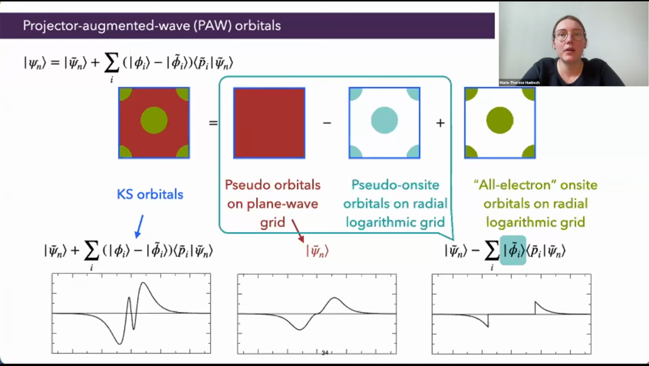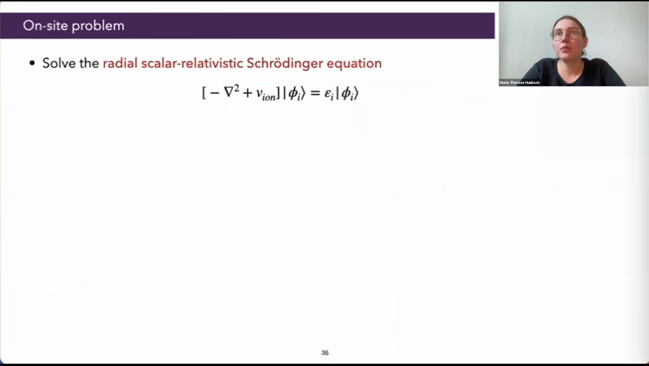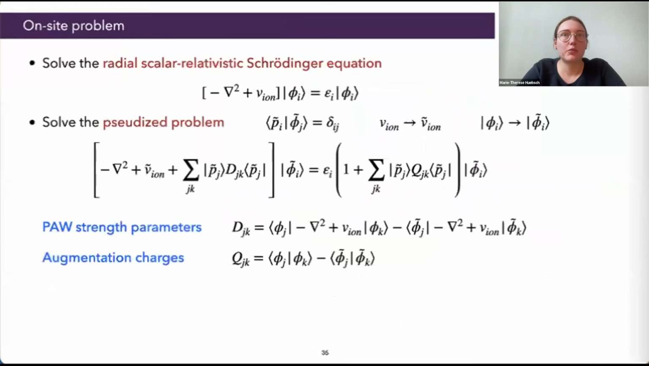Yeah, so for the on-site problem, we need to solve the radial scalar relativistic Schrödinger equation for each element. Then the problem is pseudized. The projector functions P tilde and the pseudo on-site functions are orthogonal to each other. The ionic potential is replaced by the pseudo potential, and then we obtain a new eigenvalue problem.